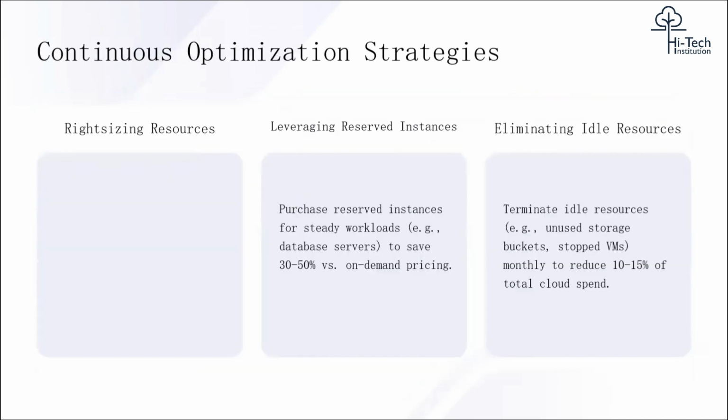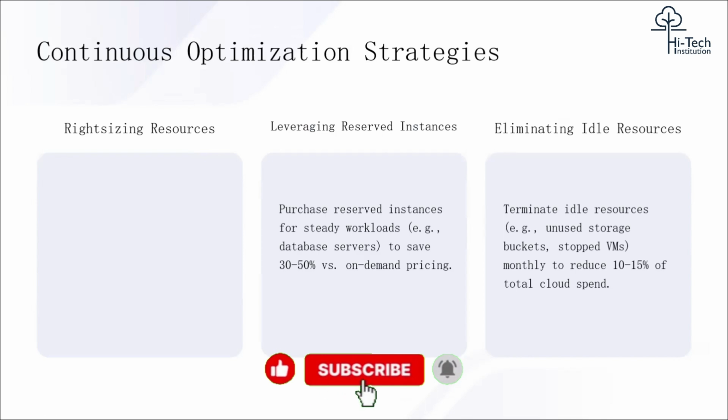And continuous optimization strategy. Okay, so here: right sizing resources, leveraging reserved instances, and eliminating idle resources. Okay, right sizing resources means if the resource needs only a 2 core CPU, but I have configured a 4 core CPU, that is not right sizing. Exactly what the resource needs, we need to allocate only that capacity. That is something called over provisioning. If you go with a higher configuration, that is over provisioning. So we need right sized resourcing.